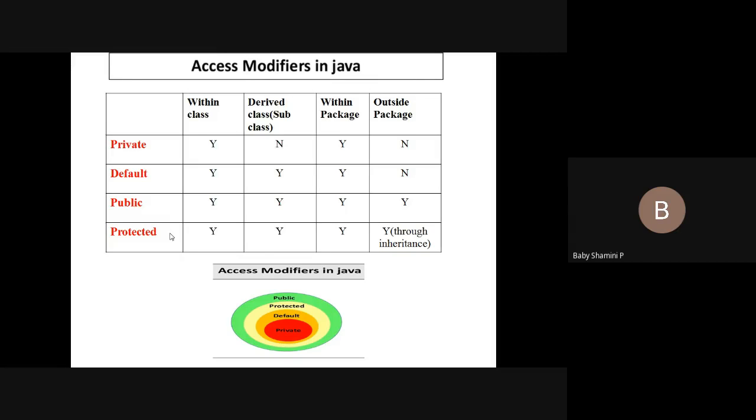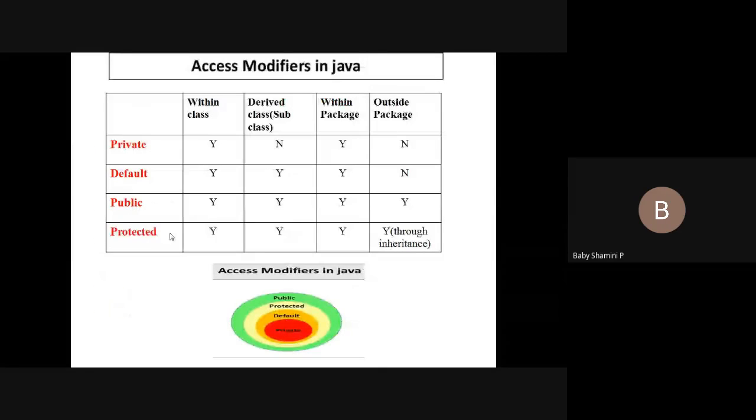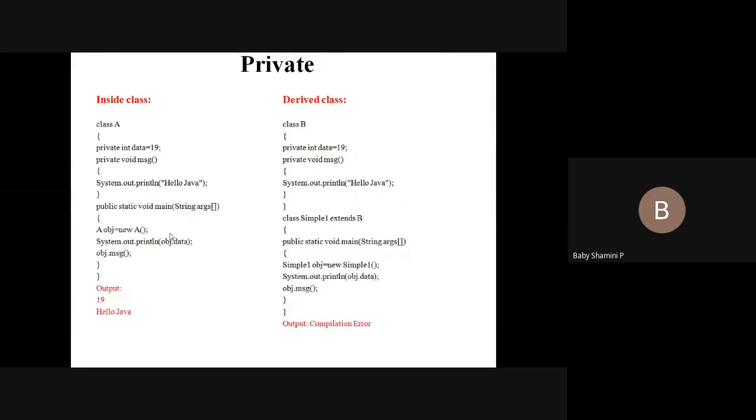See this example. I categorized it into four cases: within a class, within a subclass, within a package and outside a package. I will show a demonstration for each of them. First, inside a class: if I declare an access modifier as private, it is accessible only within the class. It cannot be accessed from outside the class. I will show the demonstration.